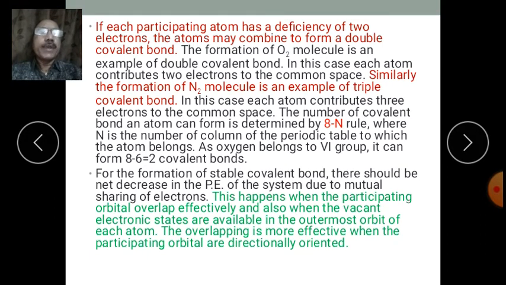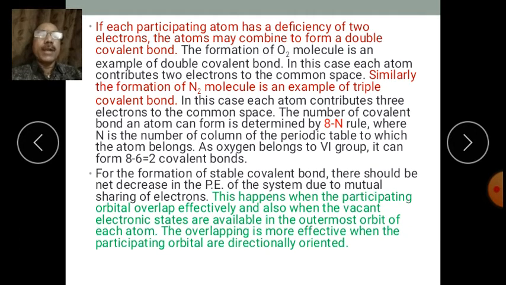Similarly, the formation of a nitrogen molecule is an example of a triple covalent bond. Nitrogen has atomic number 7, with 2 electrons in the first orbit and 5 electrons in the second orbit. In order to complete its octet, it requires 3 electrons. So it shares 3 electrons with the neighboring nitrogen atom, and a triple covalent bond is formed between the two nitrogen atoms to form a nitrogen molecule. In this case, each atom contributes 3 electrons to the common space.